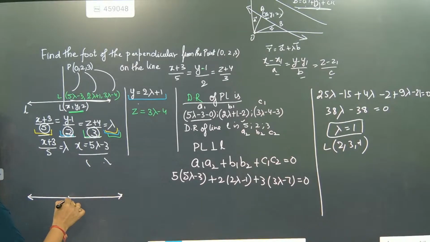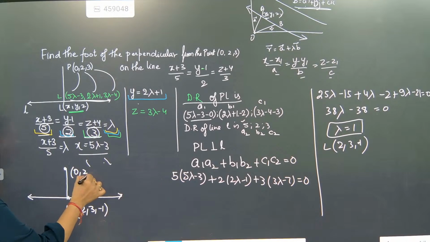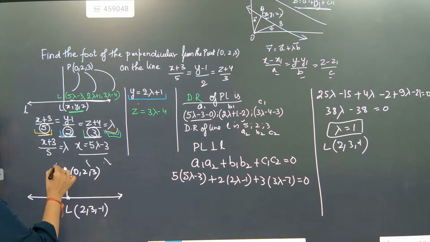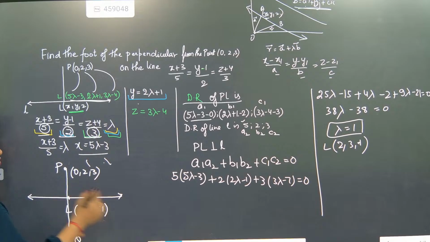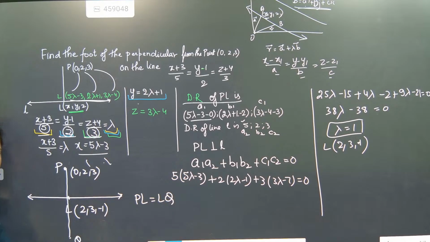Now, beta, what is this point coming as? L point is coming as 2, 3, and minus 1. P point is coming as what, beta? P point is coming as 0, 2, and 3. Now, this is L. Its image is coming here as Q. Image is equidistant, so we know that PL is equal to LQ, beta, because object distance is equal to image distance.